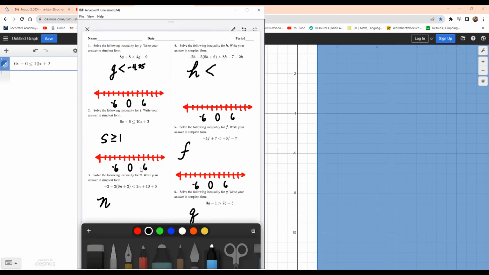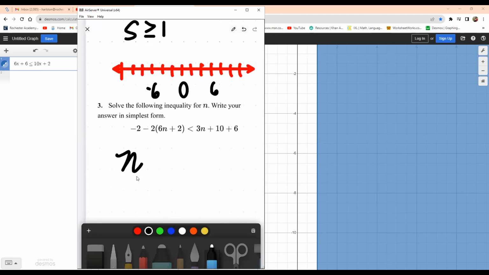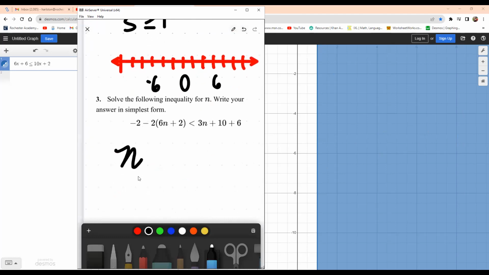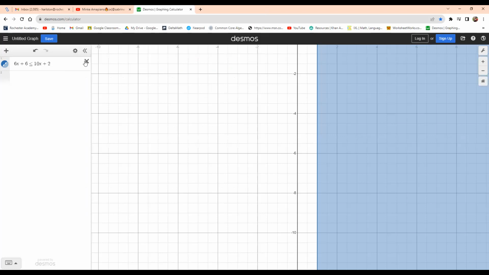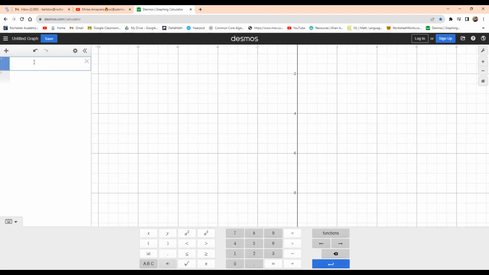Okay, so let's do number 3. We need to figure out where the boundary is, and we need to figure out which direction it goes. So let's get rid of this one, and now we're going to key in the new one. It's going to be negative 2 minus 2 parentheses 6x plus 2 parentheses. And then we use the inequality. It's going to be less than.